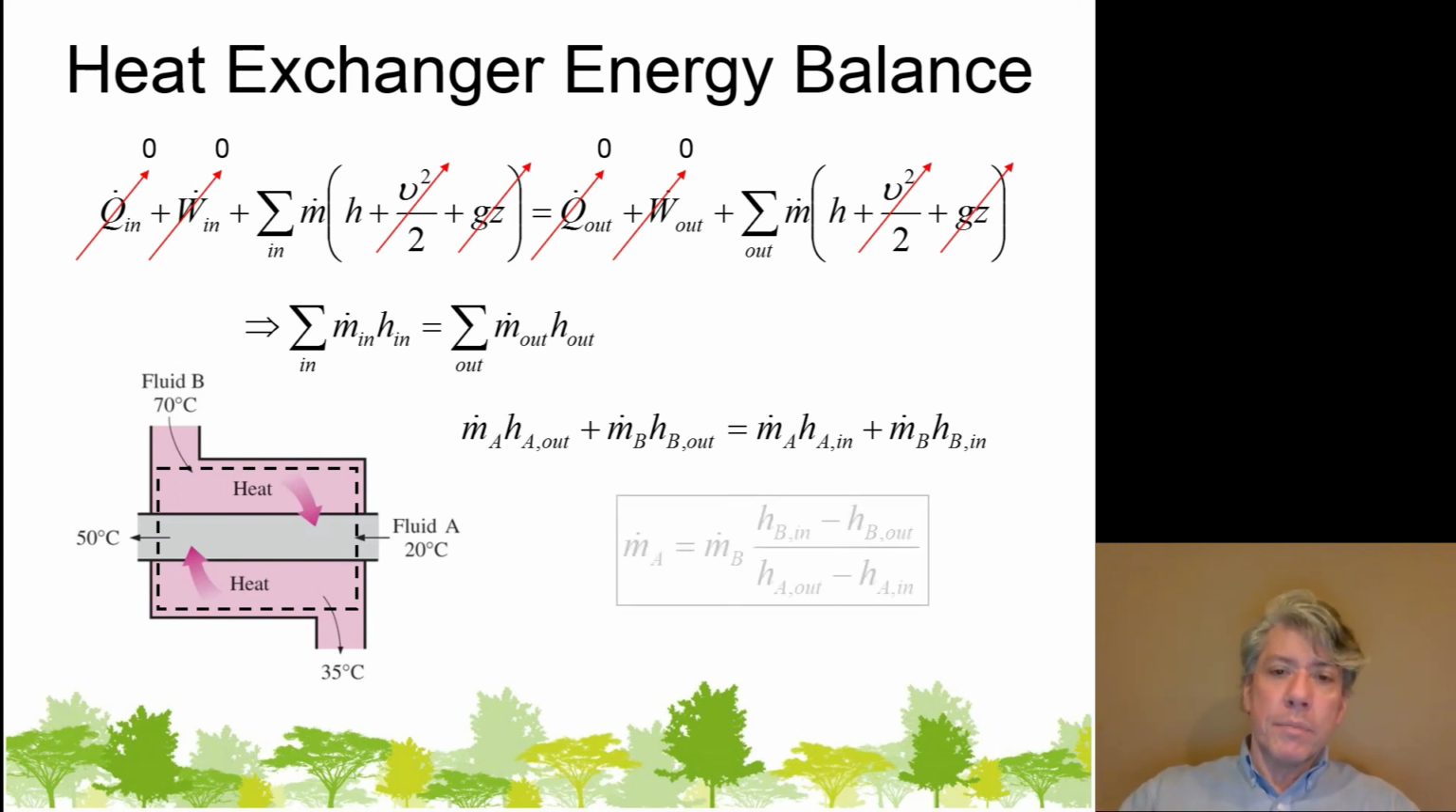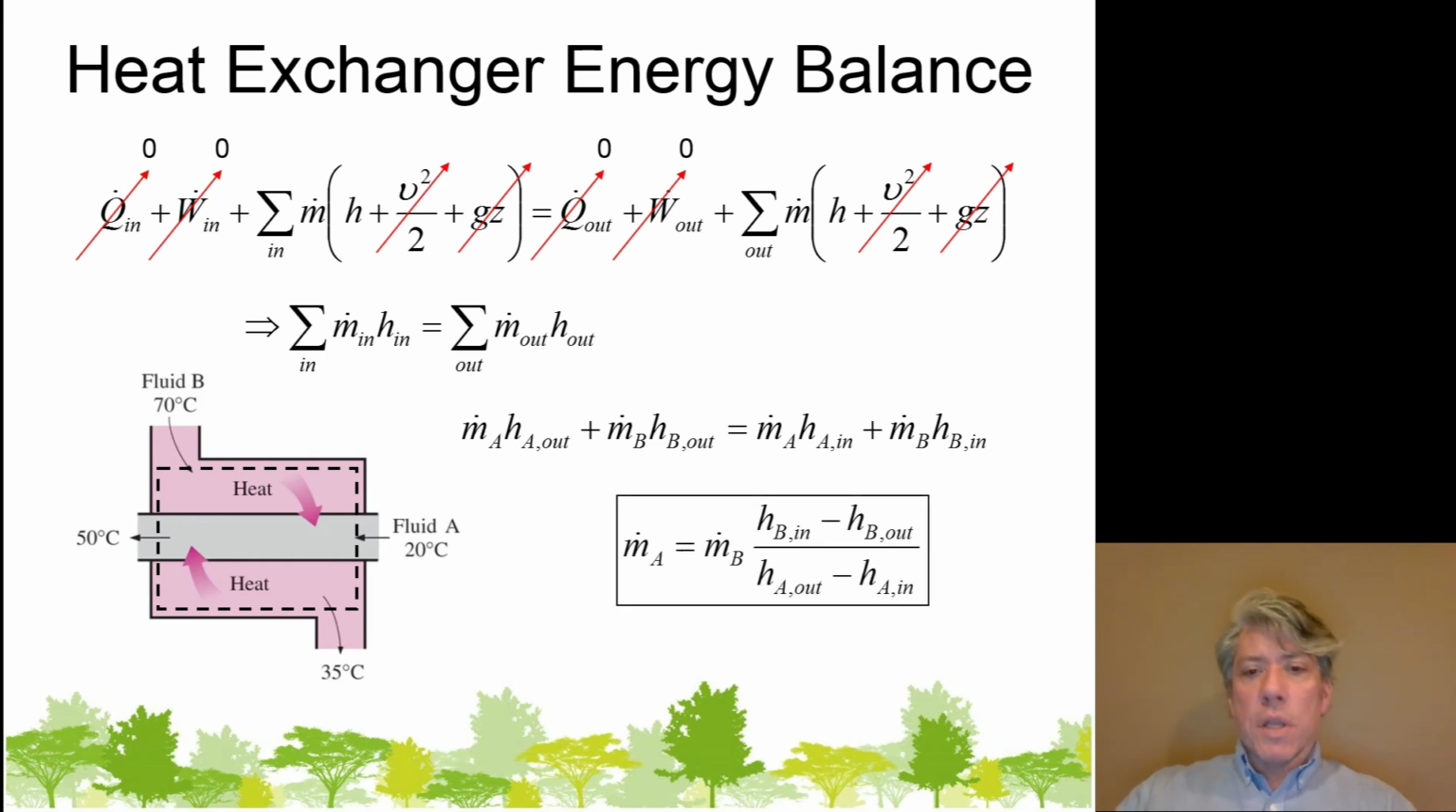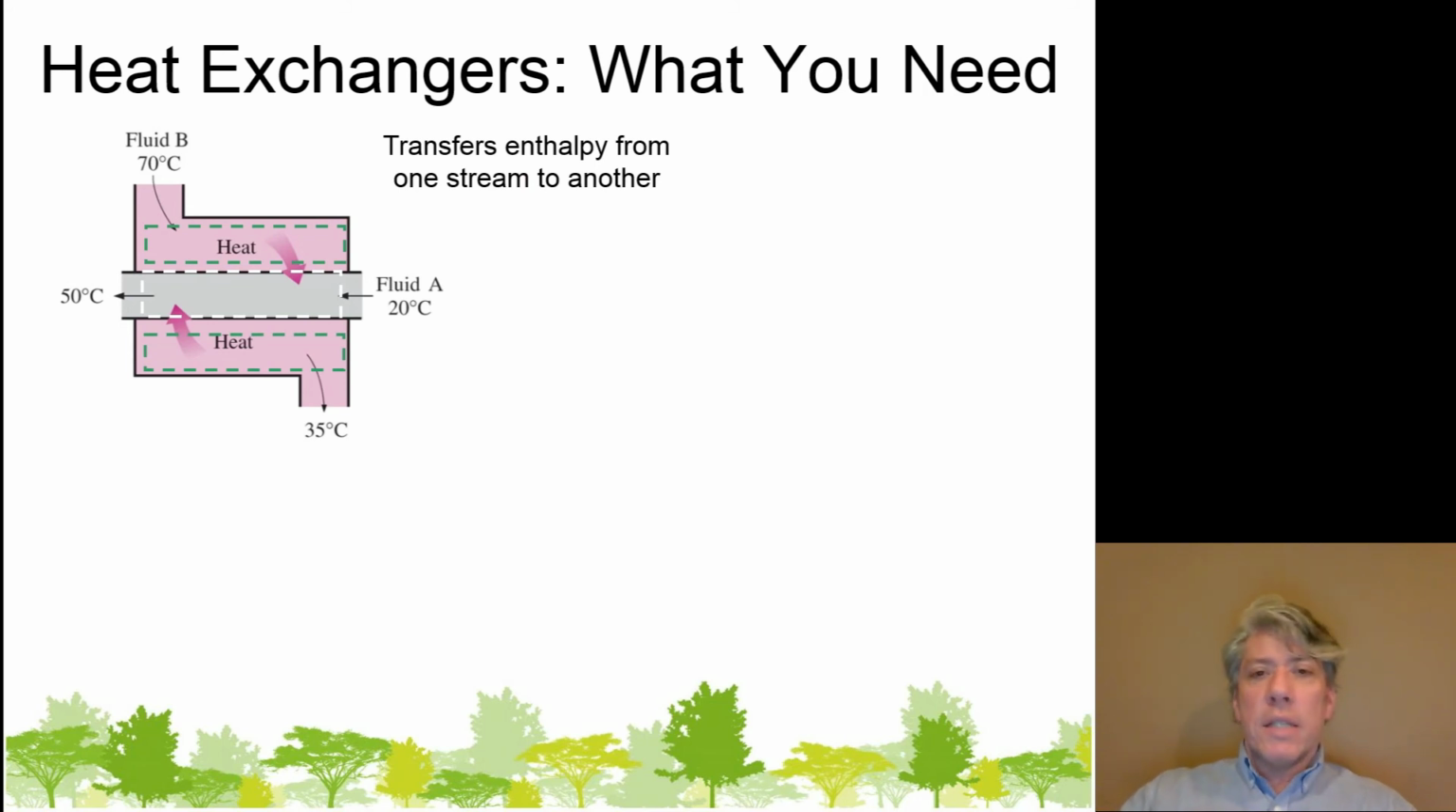If we rearrange this a little bit, we can solve for the mass flow rate of A in terms of the mass flow rate at B, and note there are no heat transfer terms here because there's no heat flowing across the system boundary. Now you may look at that and say, you know, that seems like cheating. Okay, well let's do this.